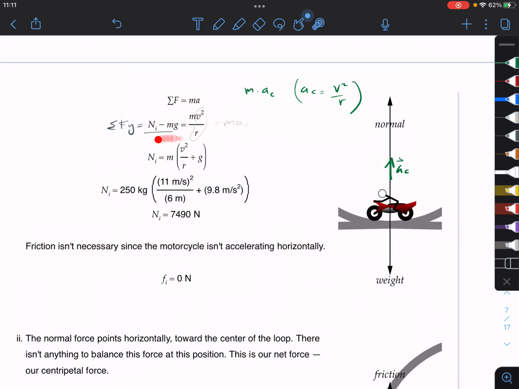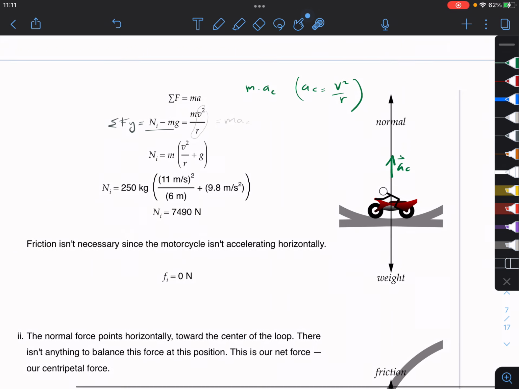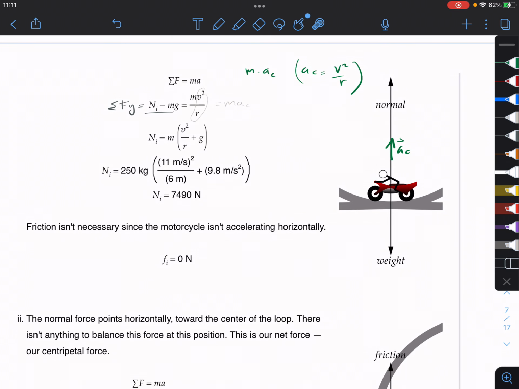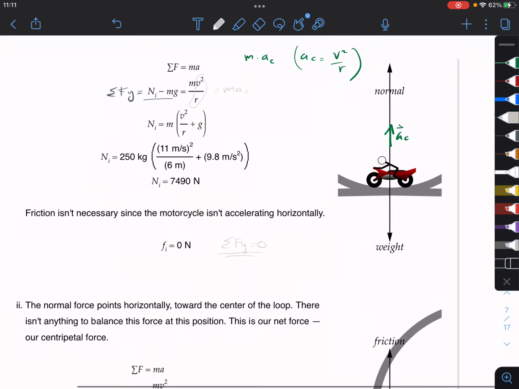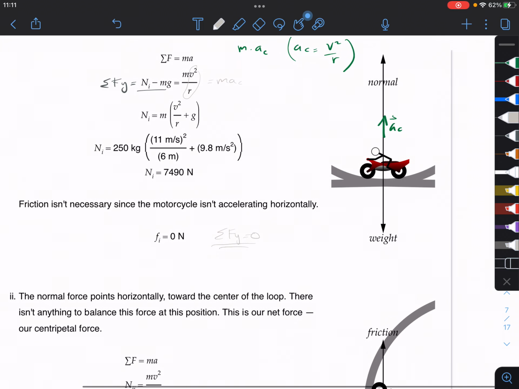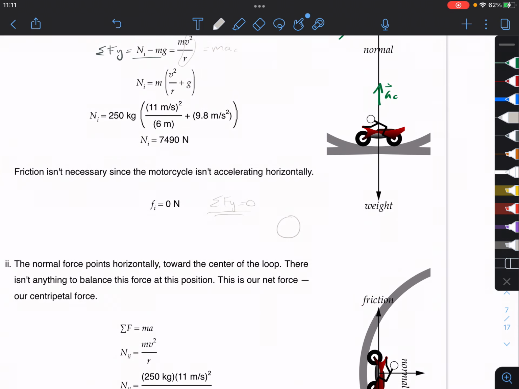If we simplify things a little bit over here, we get our normal force. So we solve for the normal force like it asked us to. And we note that friction is not necessary because there's no horizontal acceleration. Friction is what's going to counteract that horizontal acceleration, but we don't really have anything going on here. So the sum of forces in the x is just 0. We don't have anything that we need to balance here. So no friction necessary on the bottom. That wheel is just going to roll at each point, and we are okay.